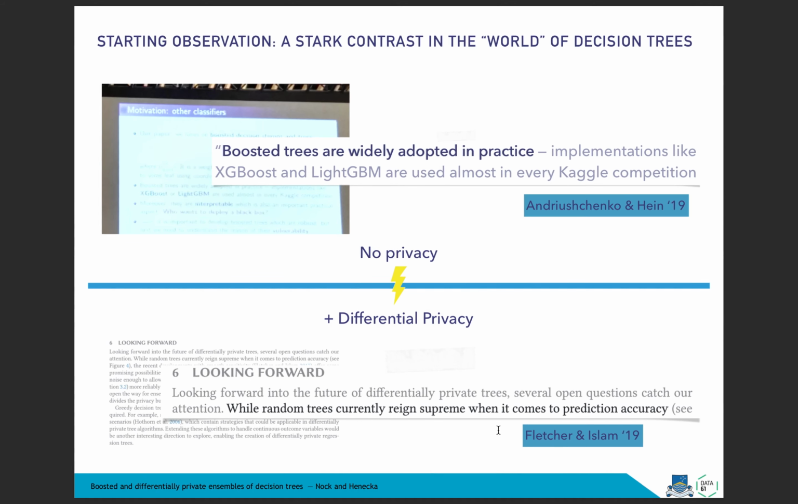There's an interesting observation in the world of decision tree induction, which is that if we don't care about privacy, then it is the boosting methodology which gives us the state of the art. Whereas if we do care about privacy, and differential privacy in particular, then it is random decision trees and random forests that currently reign supreme when it comes to prediction accuracy.